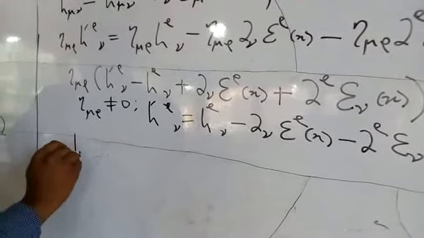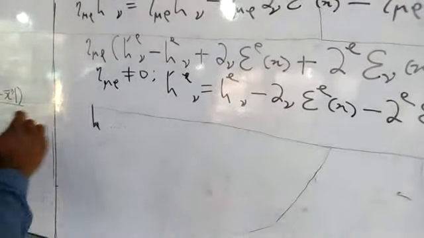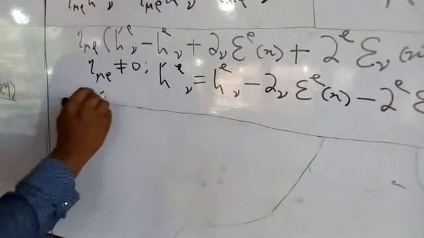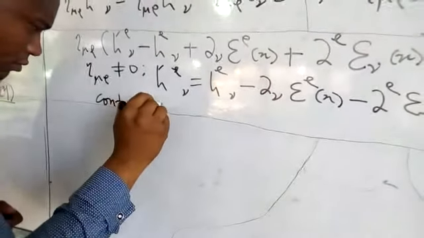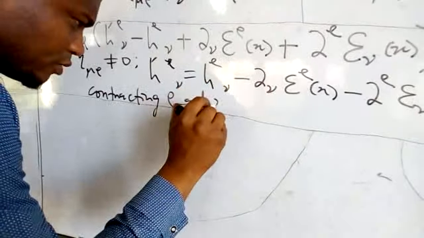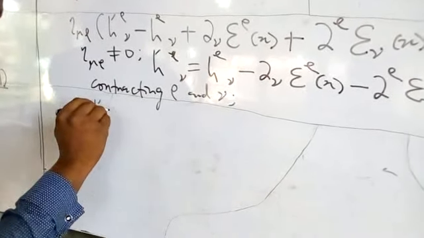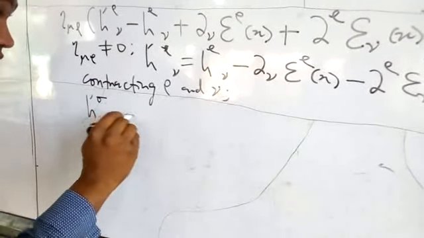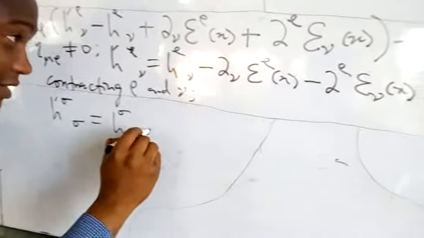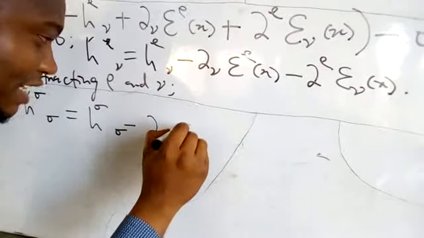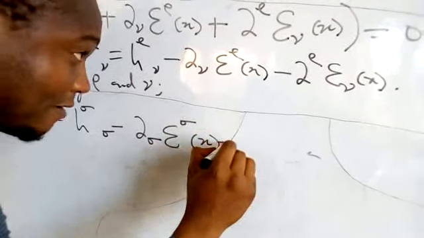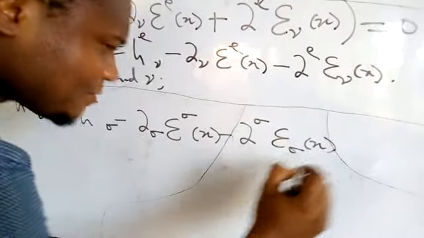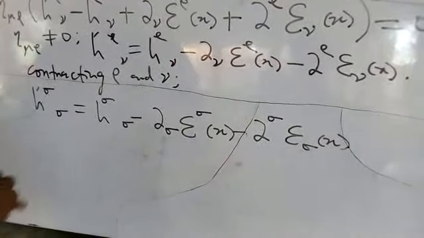Because I think I'm going to need this due to this contraction here, let me contract this. Contracting ρ and ν, I'm going to have h prime of σ, let me call them both σ. This will be h σ σ minus the σ ε_σ of x minus the σ again ε_σ of x. Oh well, you can see here that these two are the same.